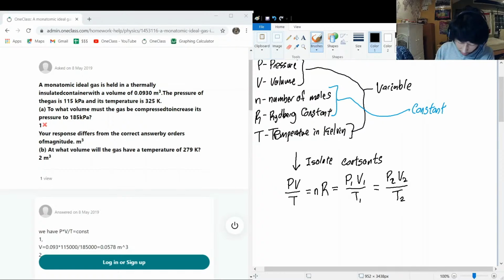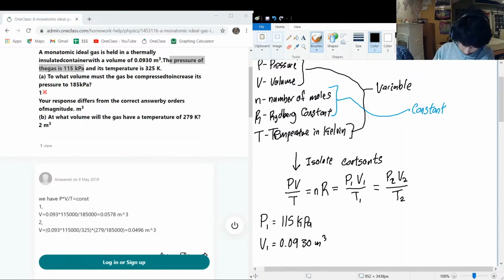So let's actually write out these values. So our first pressure, P1, that was given to us as 115 kilopascals. Oops, I completely messed it up. Kilopascals. Our volume 1 is going to be 0.0930 meters cubed, and the temperature was 325 Kelvin.